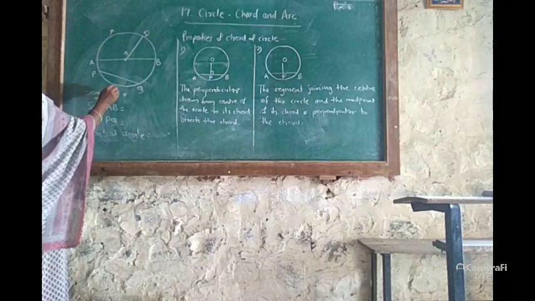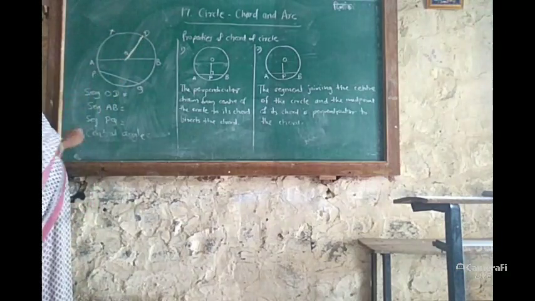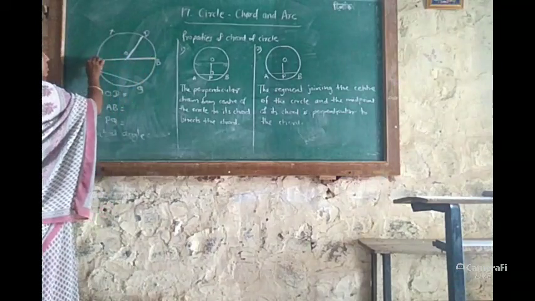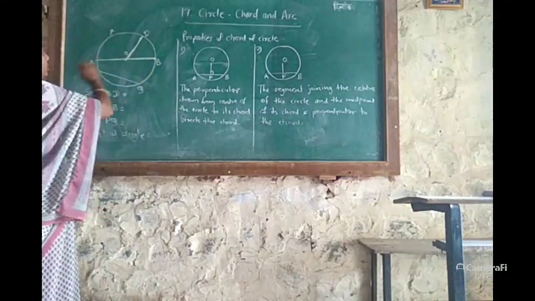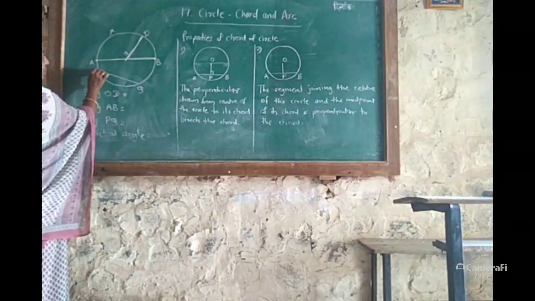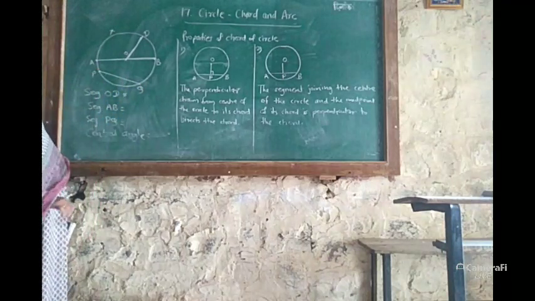We have to identify these points. See, segment OD. Segment OD is this. What is this? This is the radius of the circle. Segment AB. This is the segment AB. It is the chord passing through the center of the circle. It is known as the diameter of the circle. Segment PQ. This is the segment joining two points on the circumference of the circle. It is known as the chord of the circle.